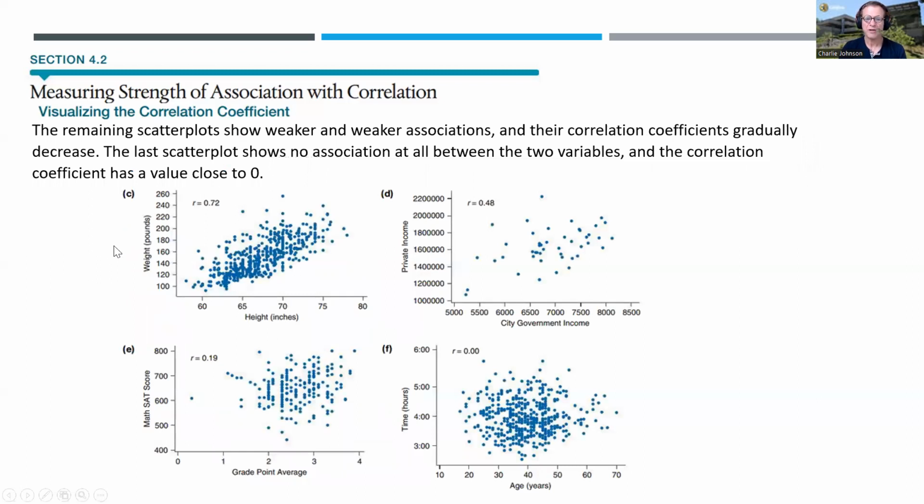The remaining scatter plots show weaker and weaker associations, and their correlation coefficients gradually decrease. Letter C, we see some vertical spread more than the one before it, and R here is 0.72. In letter D, we're seeing more vertical spread, 0.48. And in letter E, we're starting to see a weak association at 0.19. And then letter F, those are all over the place, giving us a correlation coefficient of 0. That last scatter plot shows no association at all between the two variables, age and time. And the correlation coefficient has a value close to 0, very close to 0.